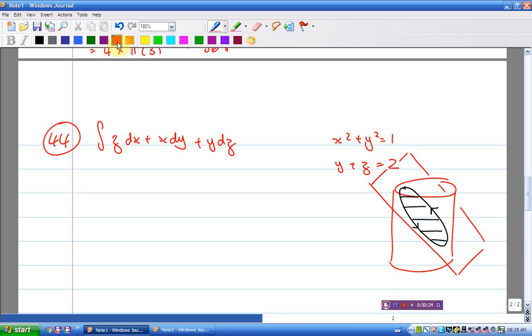Okay, so if we're going to do it as an actual line integral, we'll need to parameterize that curve. So let's have a look. That curve is C, r of t. Let's have a look. x squared plus y squared equals 1, so we know that it's cos t, sine t. And z will be 2 minus y, so it's 2 minus sine t.